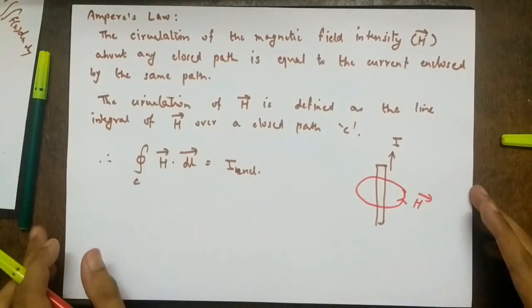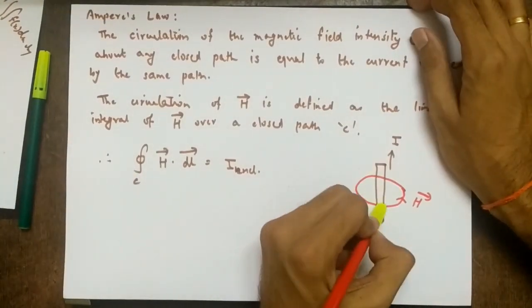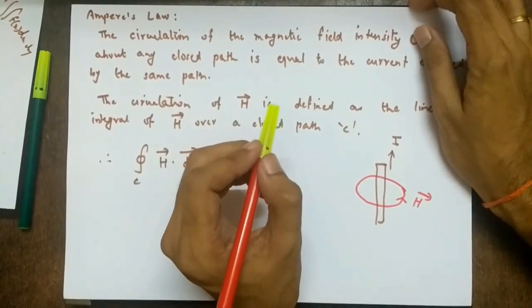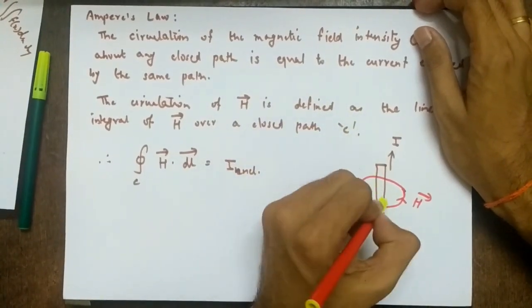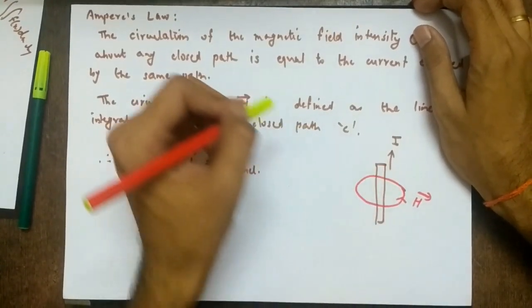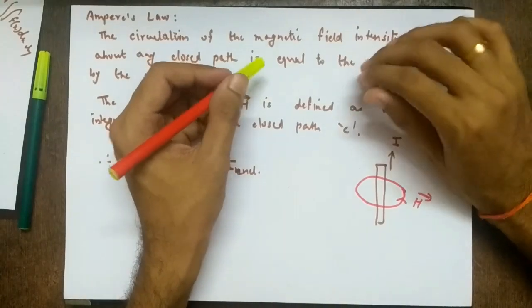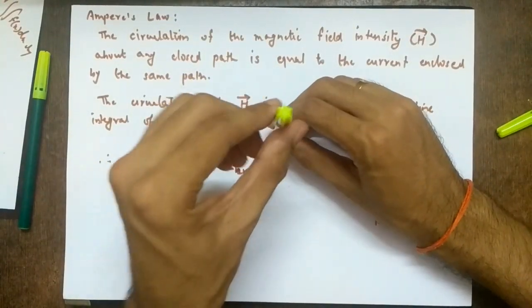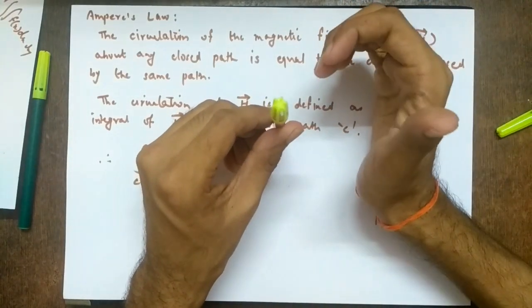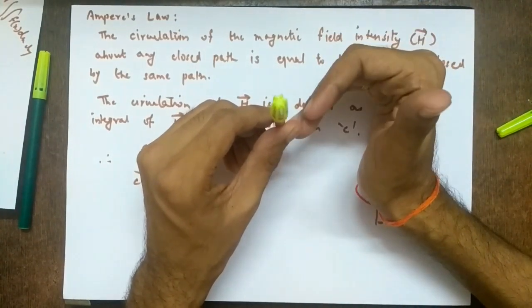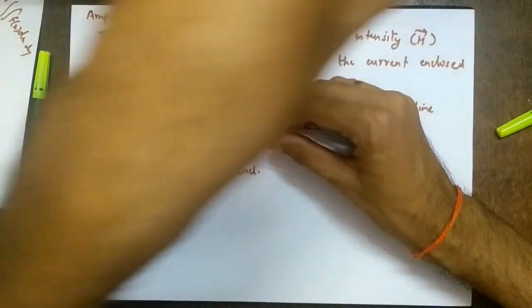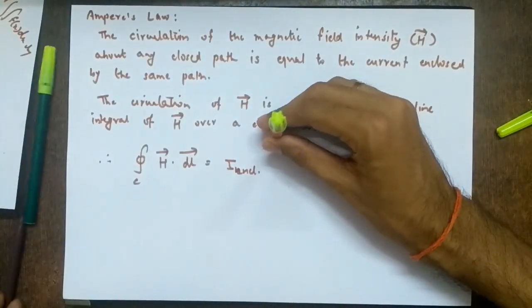In simple layman terms, what does it mean? If I have a current flowing through a conductor, it will always generate a magnetic field around it. The direction is given by the right hand rule. Let's say this is my current carrying conductor, and current is flowing towards you. My thumb points in the direction of current, so my curled fingers give the direction of magnetic field. It will move like this.